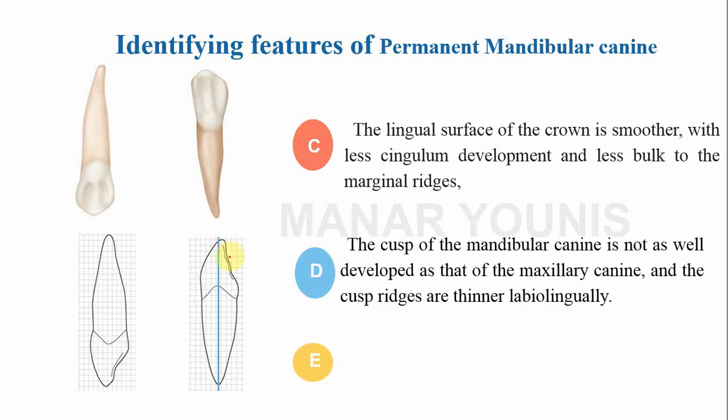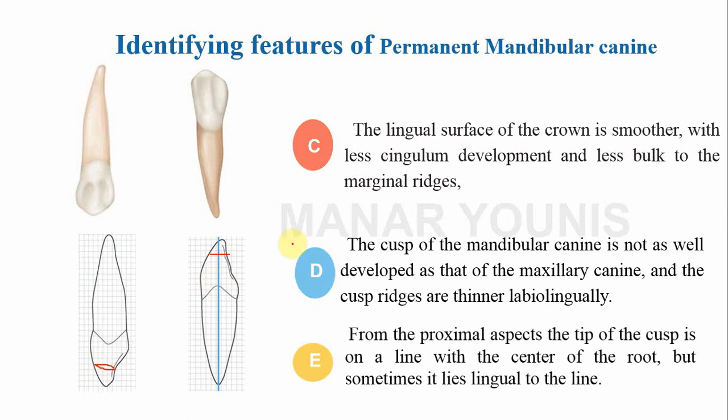Also, the cusp of the mandibular canine is not as well developed as that of the maxillary canine. The cusp ridges are thinner labiolingually, and the incisal part is not as bulky and thick as the maxillary canine. Also, the cusp tip is located either on the long axis of the root or lingual to the long axis of the root, rather than labial as is the case with the maxillary canine. This arrangement, of course, will help normal inclination and articulation between the maxillary and mandibular teeth.